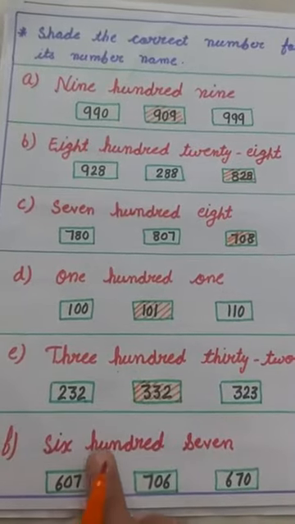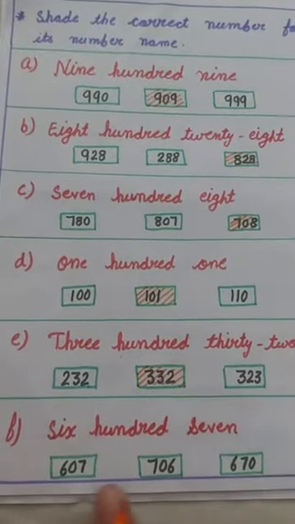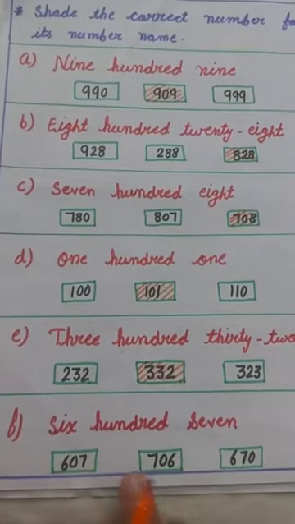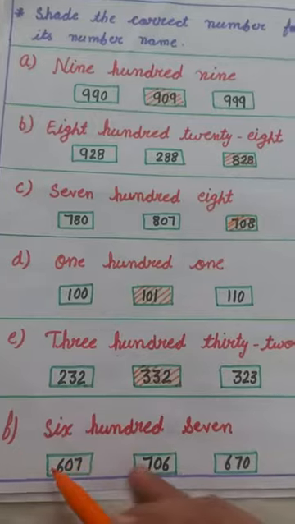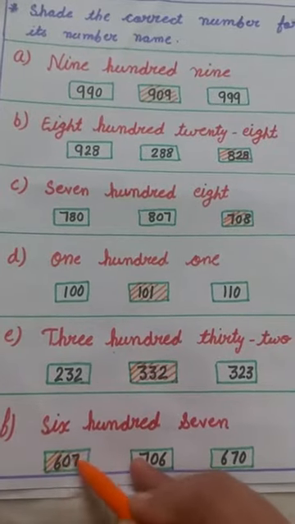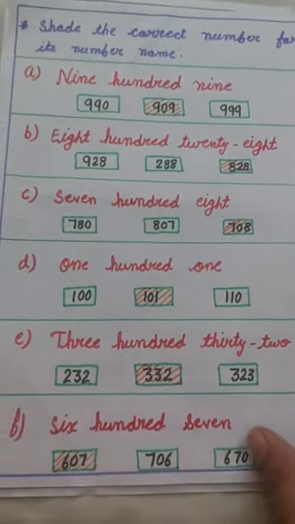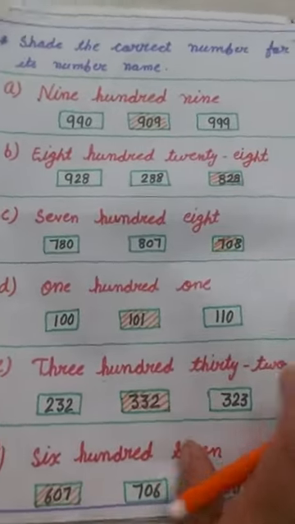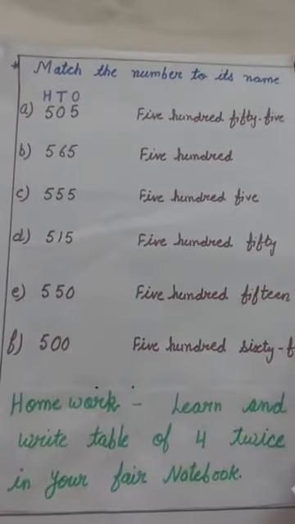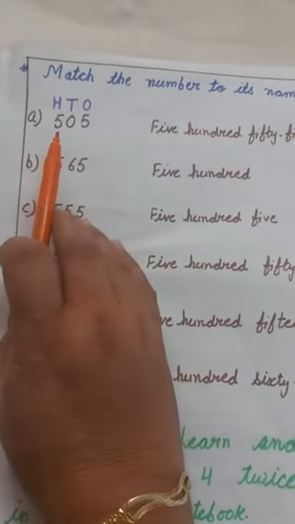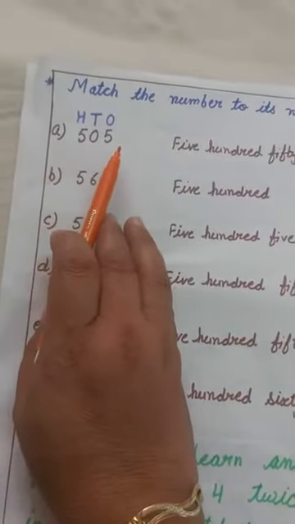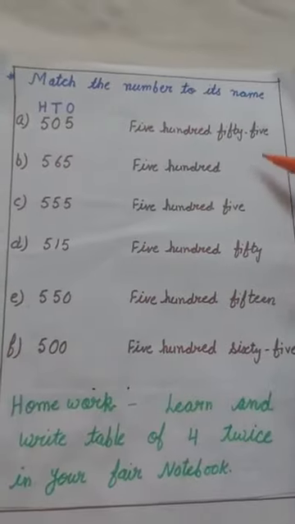Now in next 607. This is 607, this is 706, and this is 670. So we have to shade the number 607. Understood, beta? Now match the number to its number name. Here the given number is 505. So we have to see where it is written.